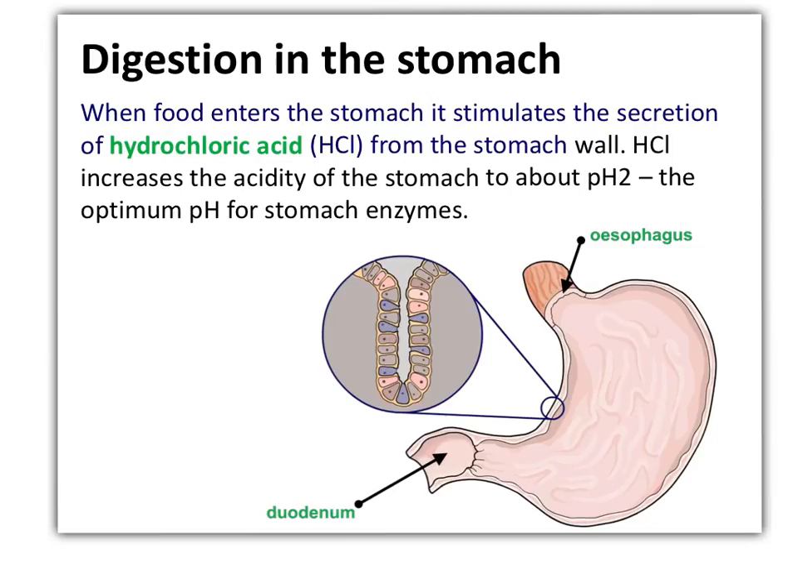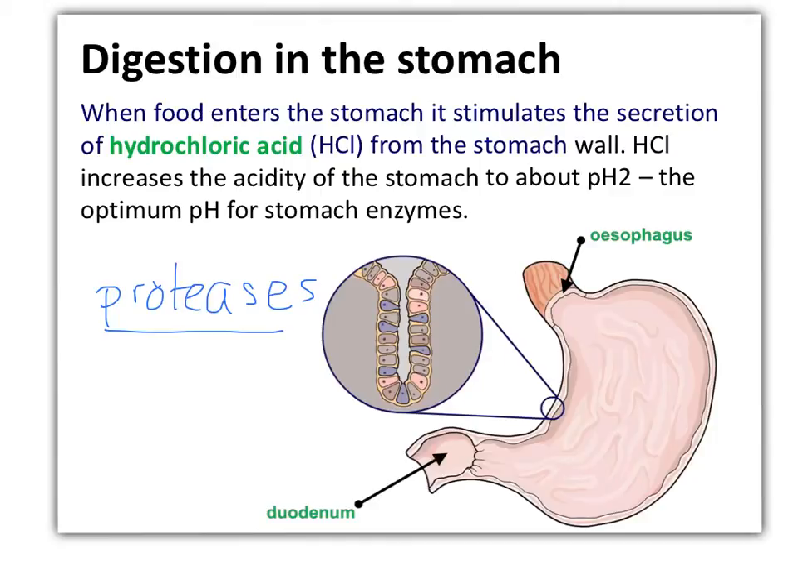Okay, so digestion that happens in the stomach. Now, as part of one of the process of chemical digestion, and to help with the enzymes in the stomach, so the proteases, remember they are made in the stomach and work in the stomach.